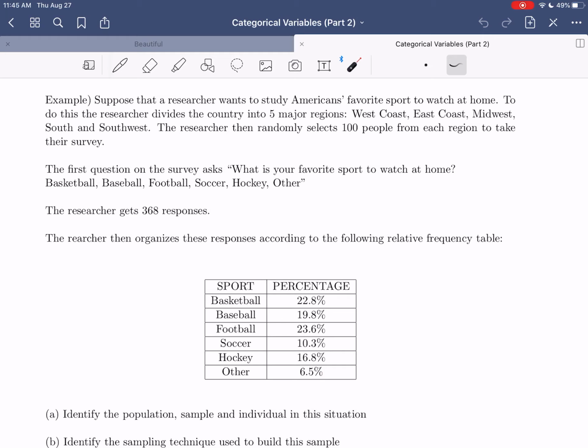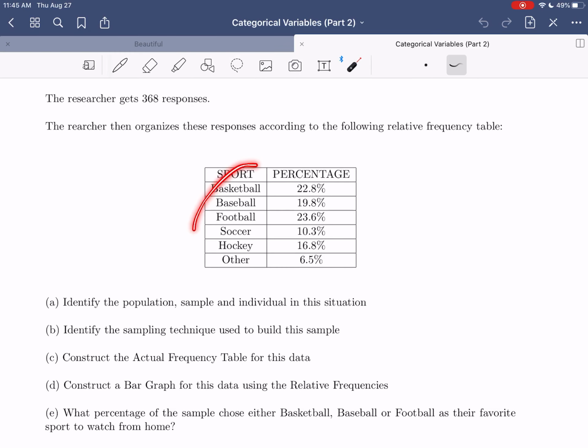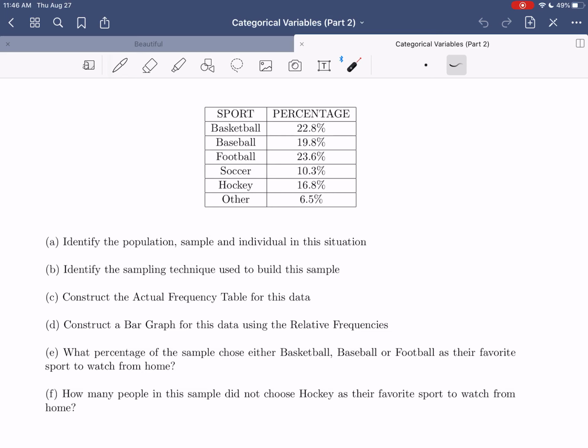So we've got a few things we'd like to do with this. First, we'd like to do our standard diagnostics. We're going to identify the population, sample, and individual in this situation. And in B, we're going to identify the sampling technique used to build the sample. So these are the basic diagnostics that we covered back in the basic definitions part of our class. Then we're going to take this relative frequency table and construct the actual frequency table. So instead of saying the percentage that landed in each category, we'd like to actually say how many people were in each category. Then we're going to construct a bar graph using the relative frequencies, so using these percentages. And then we'll have a couple follow-up questions just actually working with the data here.